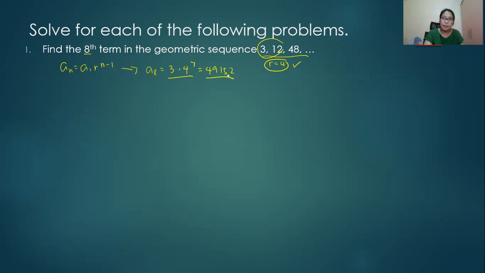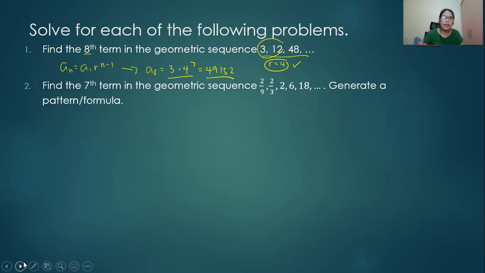Okay. So find the seventh term in the geometric sequence 2 over 9, 2/3, 2, 6, 18, and generate a pattern or formula. So this time we're asked to solve for a sub 7. And using again the formula, the first term here is 2 over 9. And the common ratio, of course, we're going to consider this one.